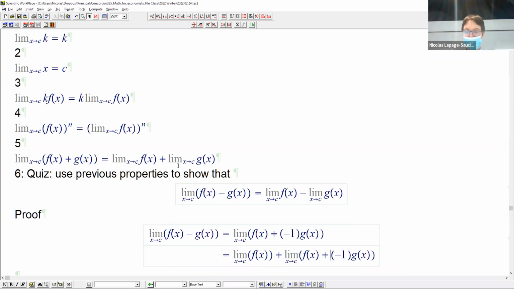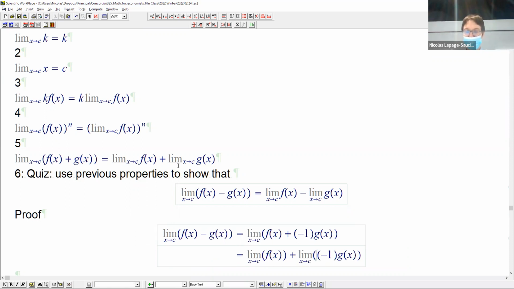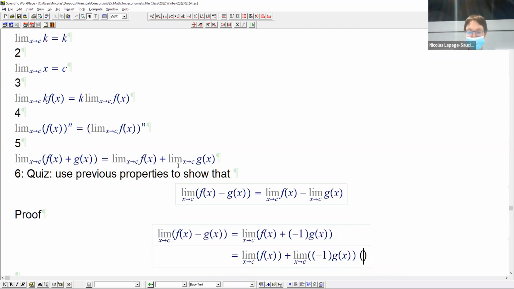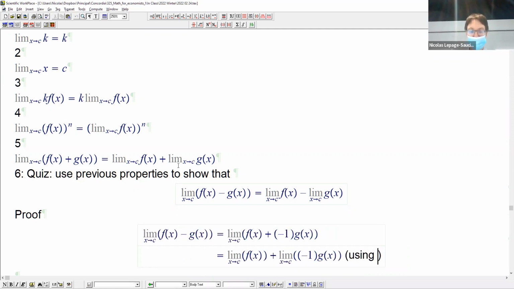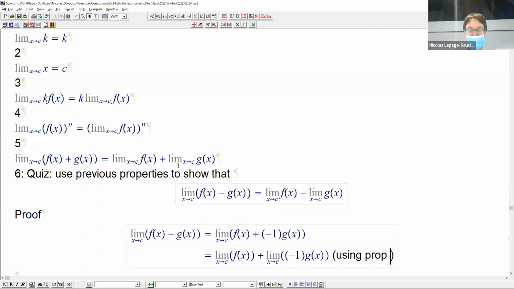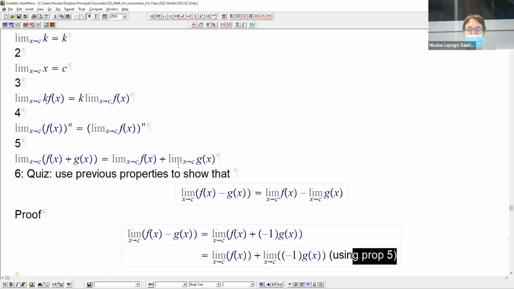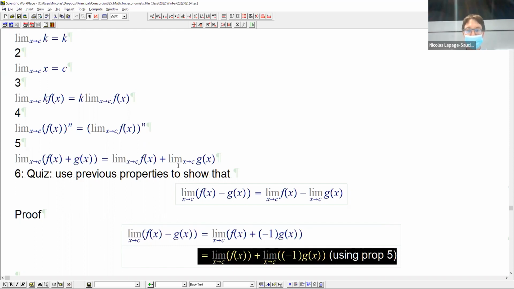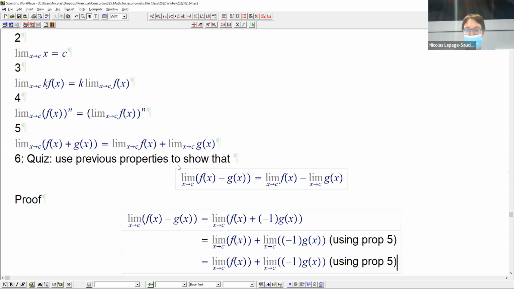So this you would say something like, using property 5. And then we're not done. What we can do is say that this is like a scalar, so we can take it out. So that would be using property.